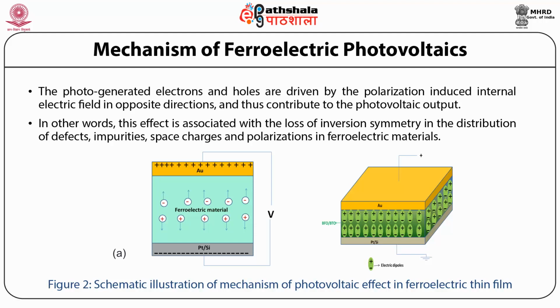In part A of the figure, you can see the two electrodes, the bottom electrode being platinum and the top electrode being gold. Between these two electrodes, there is a ferroelectric material. The field or the voltage is applied with the help of these top and bottom electrodes, and we can see that after the application of voltage, the charges, that is the electrons and holes, get separated and start moving towards the two electrodes, and their movement in opposite directions contributes to the photovoltaic output.